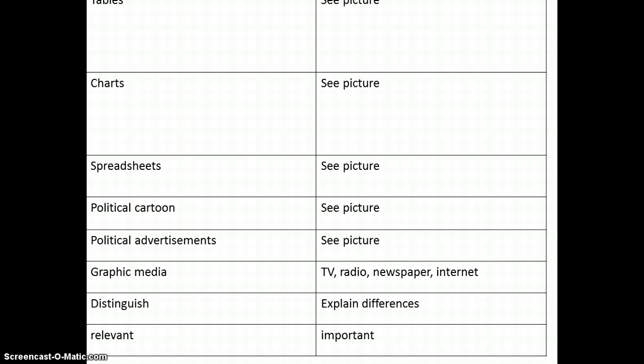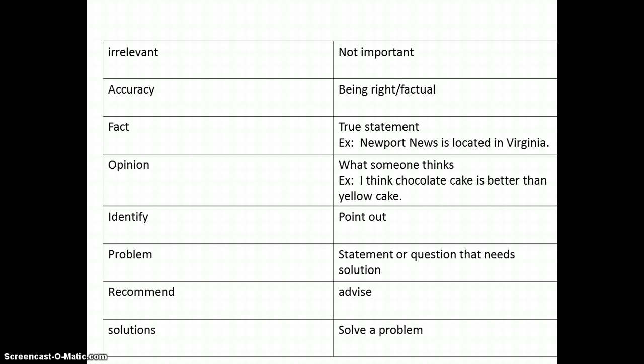Okay, I went over tables, charts, spreadsheets, and political cartoons and political advertisements. Graphic media. When we study graphic media in civics, graphic media is TV, radio, newspaper, and the internet. To distinguish means when you explain differences. The word relevant means something that is important. Irrelevant means not important.